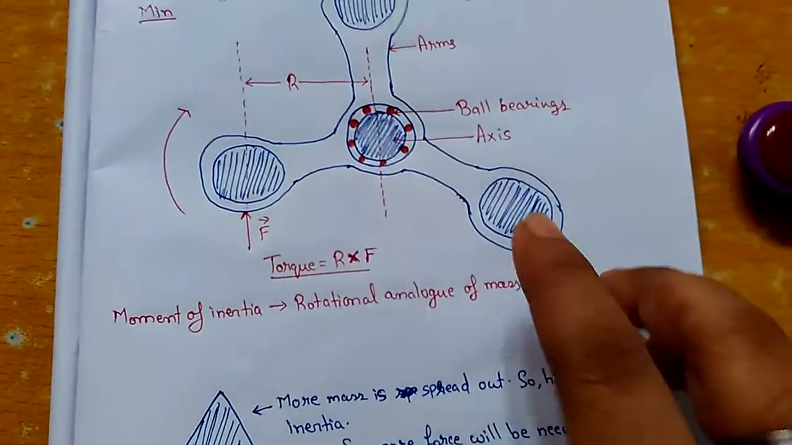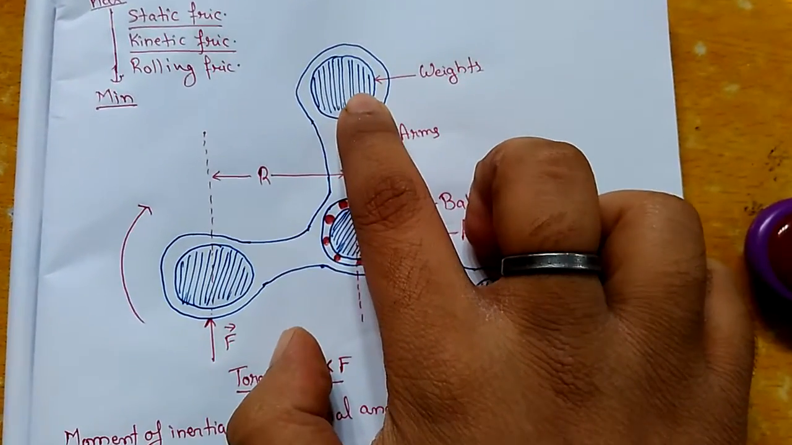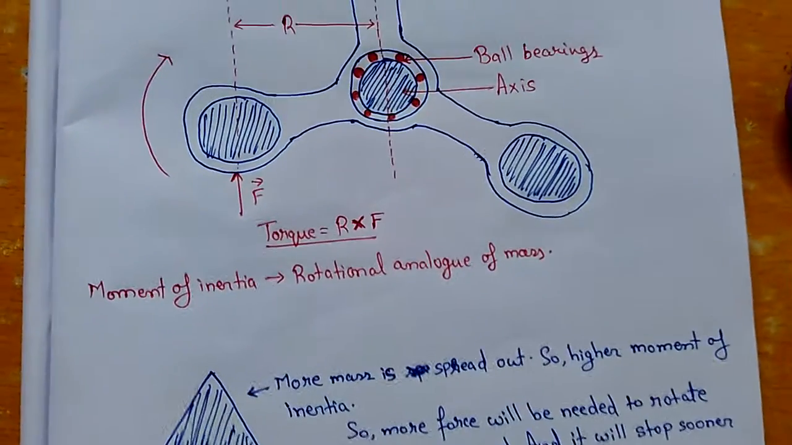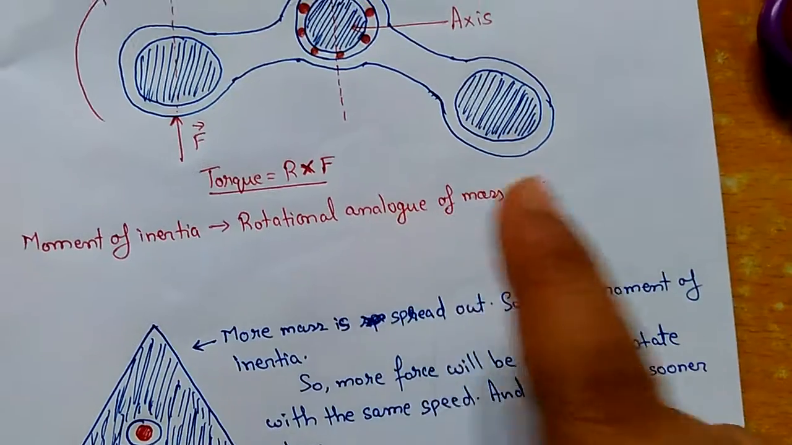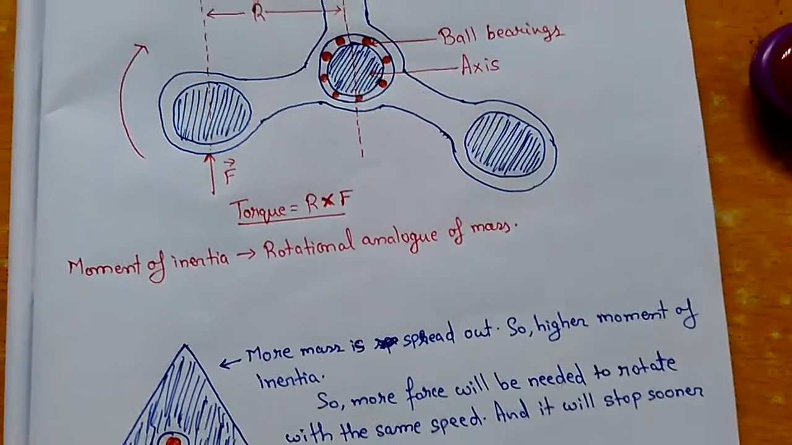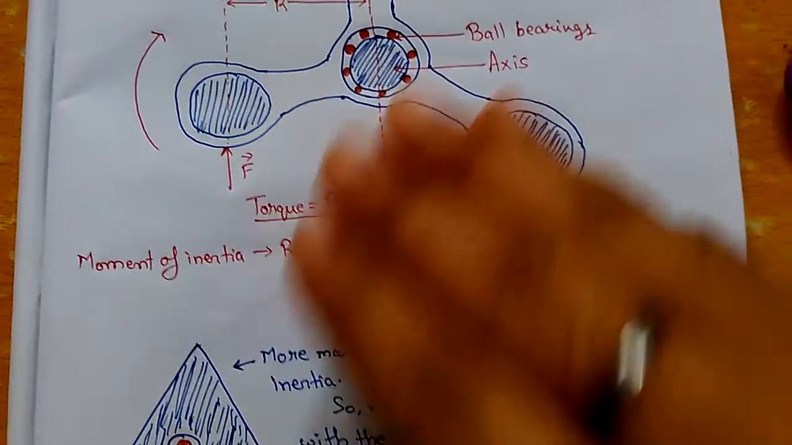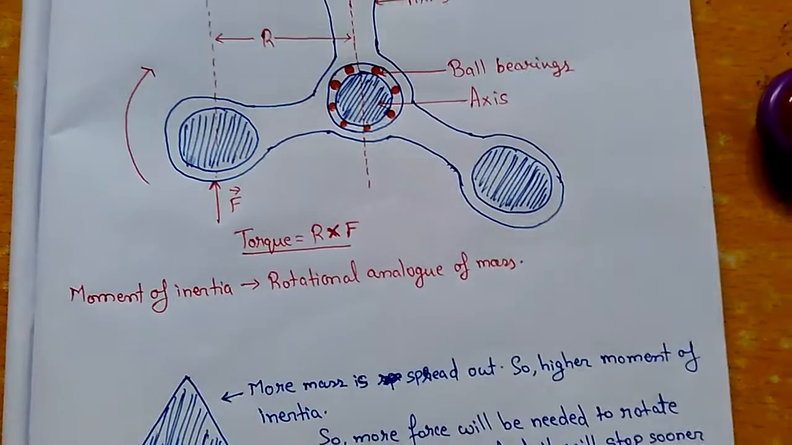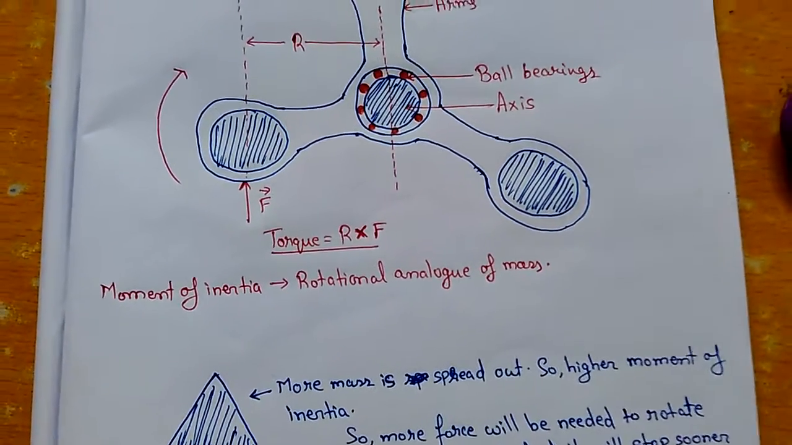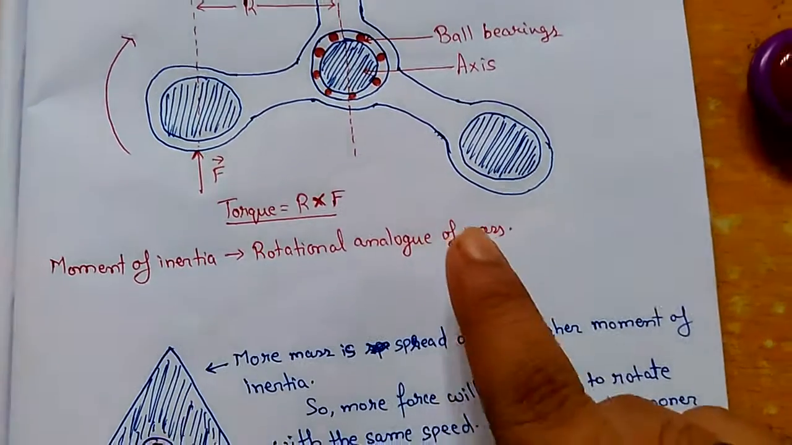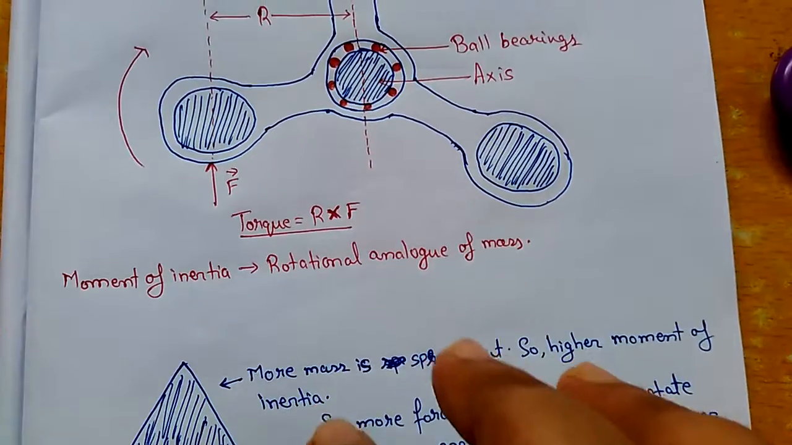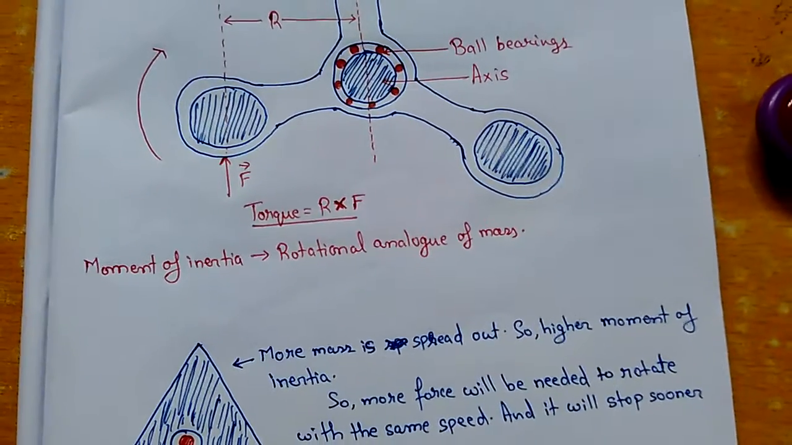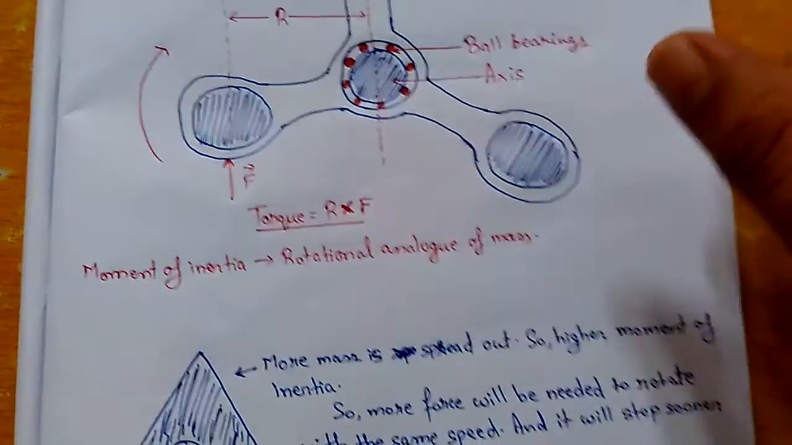How the fidget spinner works and what is the importance of these weights at the end has a direct relation with the moment of inertia of the shape. Moment of inertia is the rotational analog of mass. Rotational analog of mass means that in a linear motion, how hard it will be for a body to stop when it's in motion, or how hard will it be for a body to start its motion when it is at rest, depends on mass. If body has a higher mass, then it will be more difficult to stop from moving, and if a body has lower mass, then it will be easier to stop it from moving.